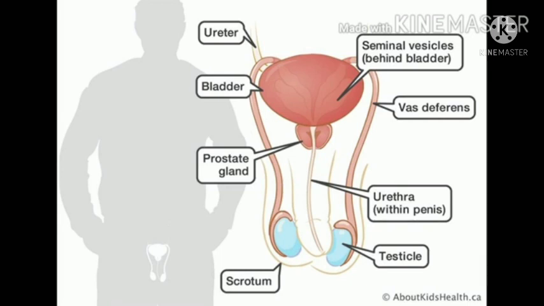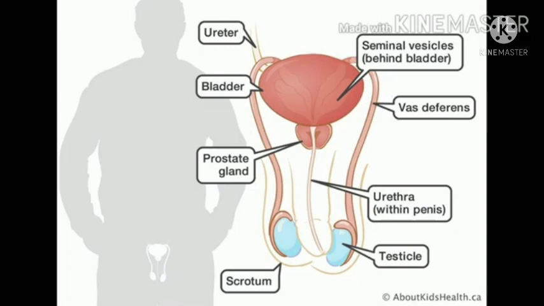Sequence of the tubule. As the sperm are pushed forward from one duct to the next, they become mature and able to fertilize the ovum.